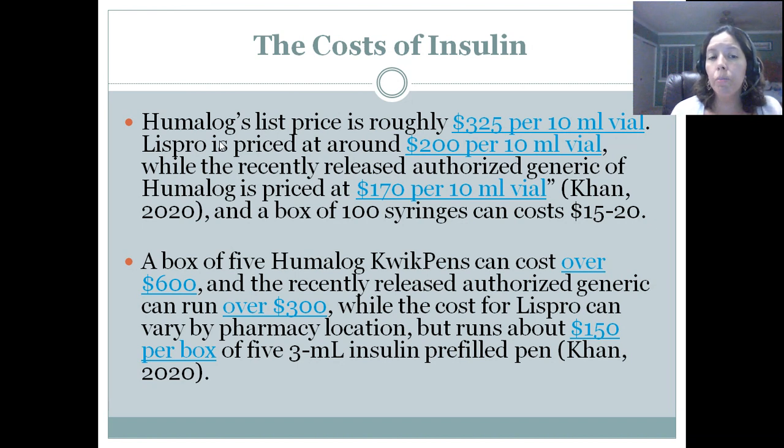Insulin pens are even more expensive, and a box of 5 Humalog insulin pens can cost over $600, while generic can run over $300. The cost of Lispro can vary, but it runs about $150 for 5 3 milliliter pre-filled insulin pens.